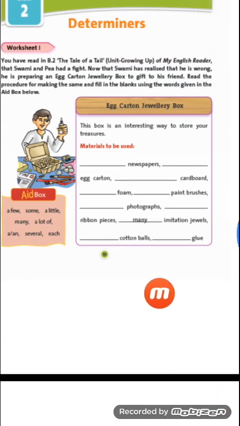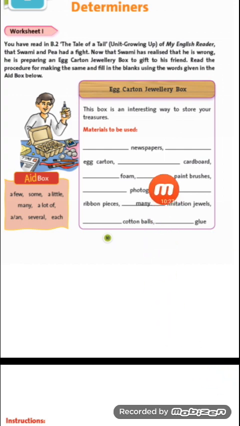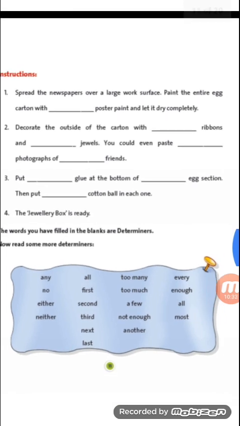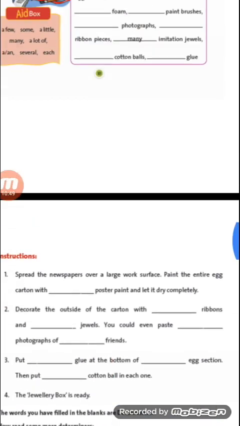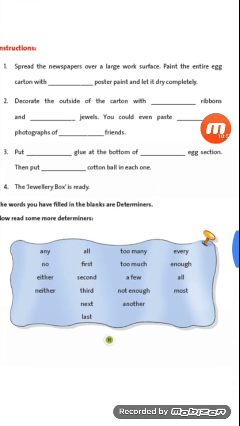Like I told you, some newspapers, okay, so spread the newspapers over a large surface and with a poster paint, and see here we have filled here, poster paint is not given here, okay. So let us try to solve it. A poster paint and let it dry completely. Decorate the outside of the egg carton with a few ribbons and many jewels. Then you could even paste several photographs of many friends. You can see in our previous exercise here also several photographs we have filled here, several, and here it is given many. So several photographs and of many friends.